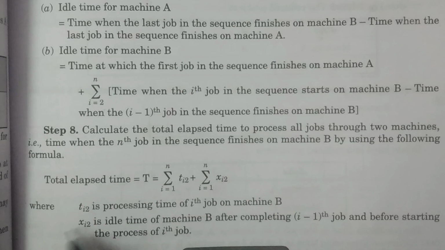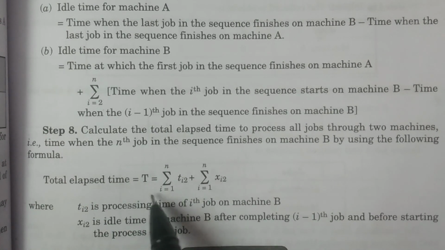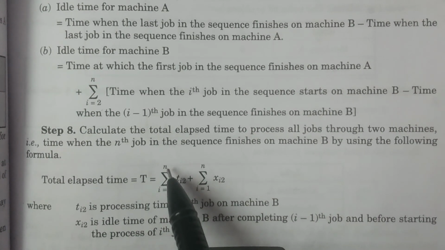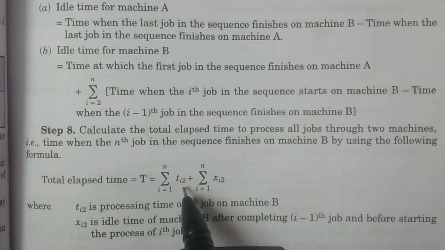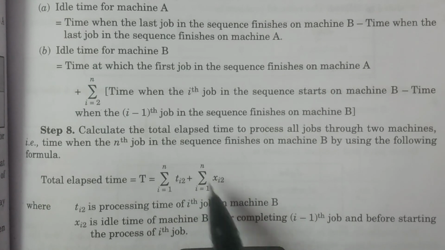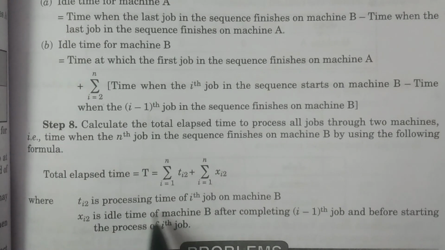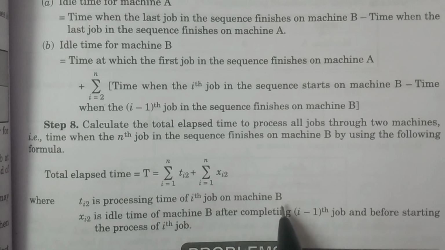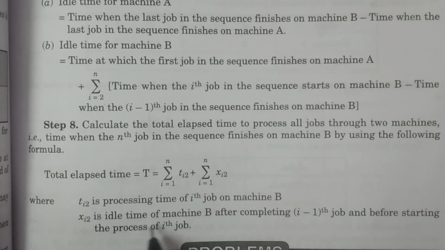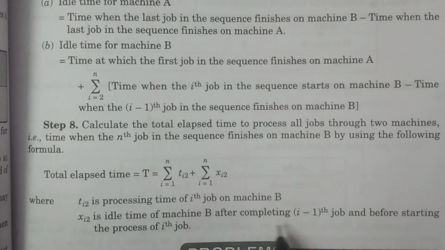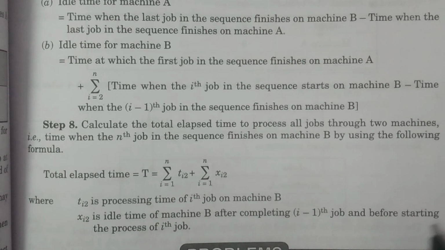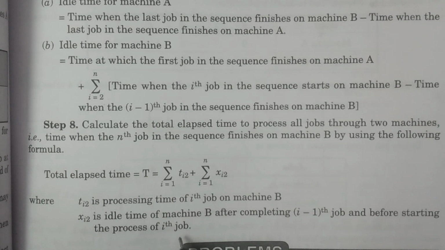By using the following formula, the total elapsed time T is equal to the summation for i equal to 1 to n of Ti2, which refers to the second machine, plus the summation for i equal to 1 to n of Xi2, which also refers to the second machine. Ti2 is the processing time of the ith job on machine B. Xi2 is the idle time of machine B after completing the (i-1)th job and before starting the process of the ith job.